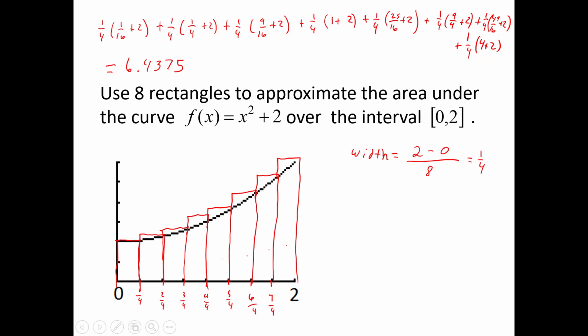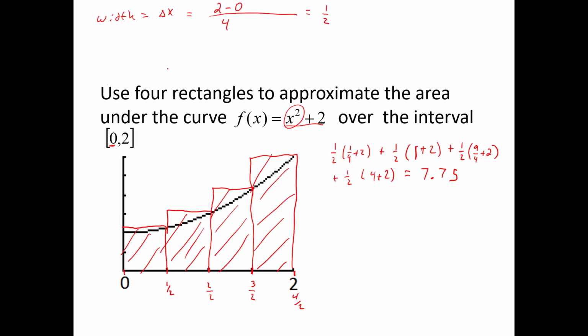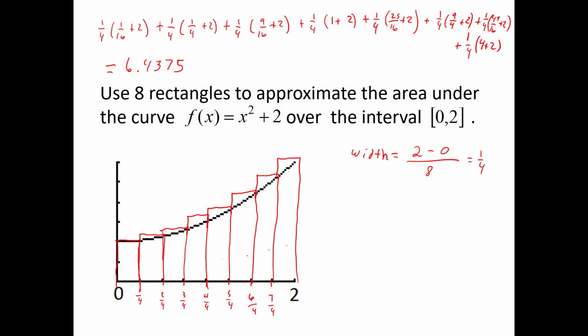With 4 rectangles, we got 7.75. Obviously an overestimate. You can see that the error is a little less. With 8 rectangles, we end up with 6.4375, which is less area, and you can see that it's a closer approximation. So how do we get a better approximation? We use more rectangles.